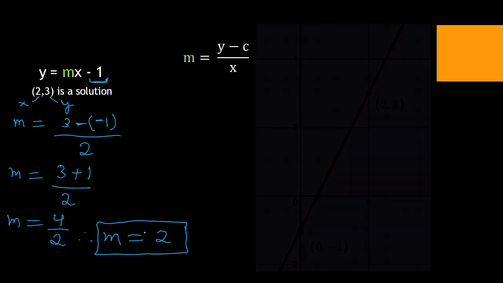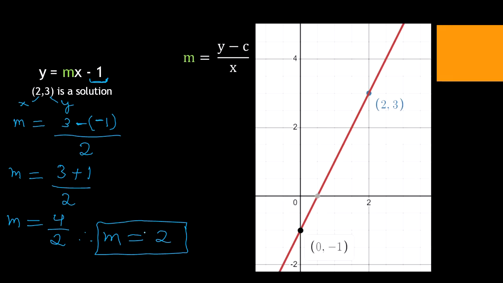Perfect. Now let us verify this graphically by actually plotting it on a graph. So here I have the graph and I have plotted the linear equation on the graph. Here you can see that 2 comma 3 is indeed a solution of this linear equation because it really lies on the line, and here minus 1 is indeed the y-intercept, because this is the point minus 1 where the graph intercepts the y-axis.